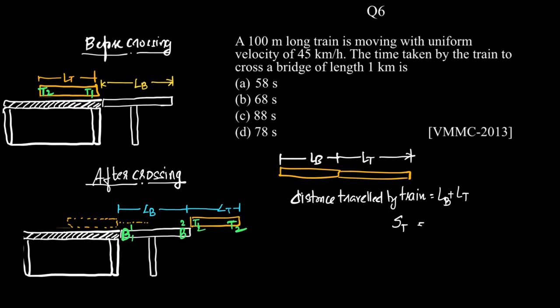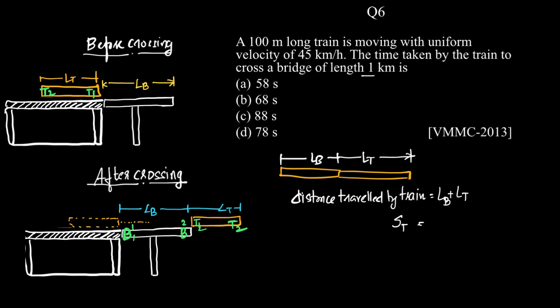What is LB? The length of the bridge is given to be 1 kilometer. Okay, units are not matching, so since it is seconds, we'll convert everything to meters per second. So let us make 1 kilometer into meters. It is given to be 1 kilometer plus, what is the length of the train? The train is given to be 100 meters. So the distance traveled by the train is 1 kilometer, which is 1000 meters, plus 100 meters. So the length traveled by the train is 1100 meters.